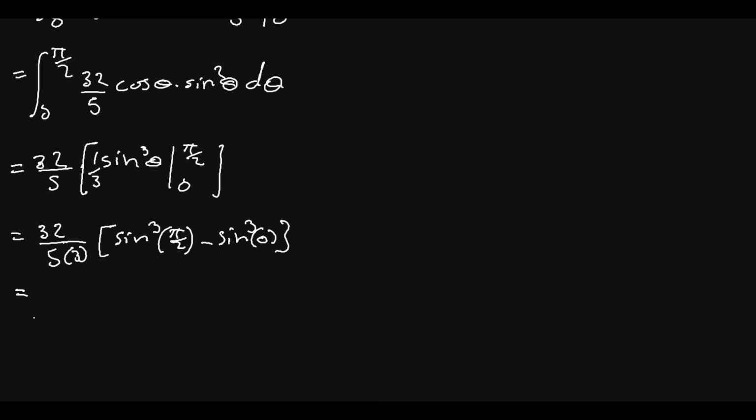What are we getting from inside here? We get sine pi over 2 is a unit. So therefore we just are getting 32 over 15. Right.